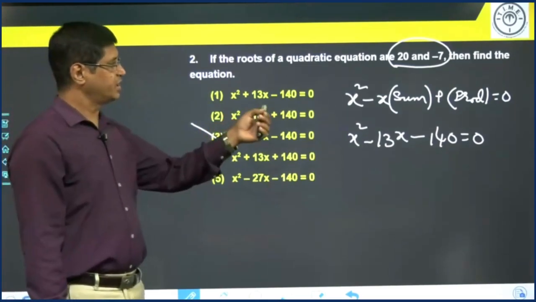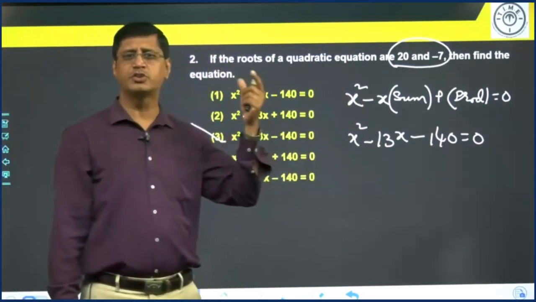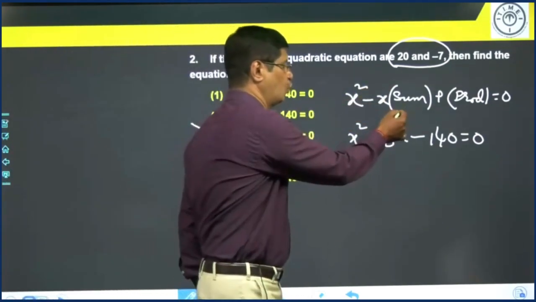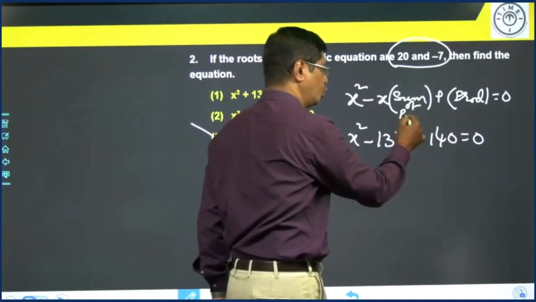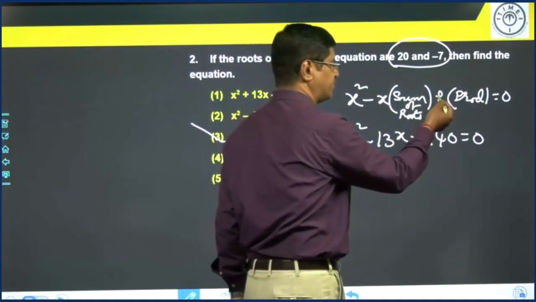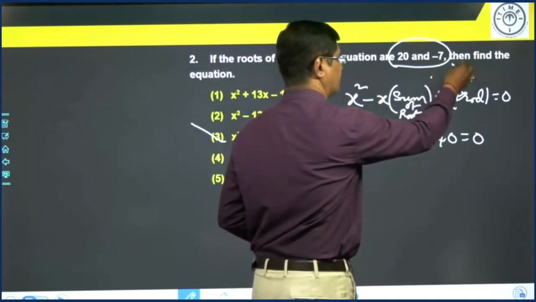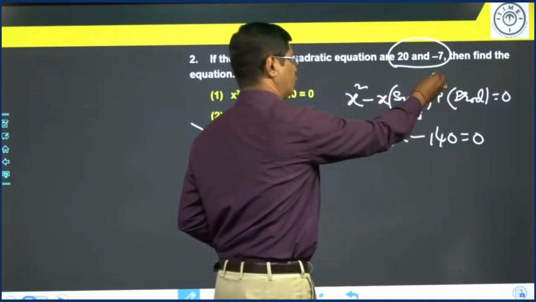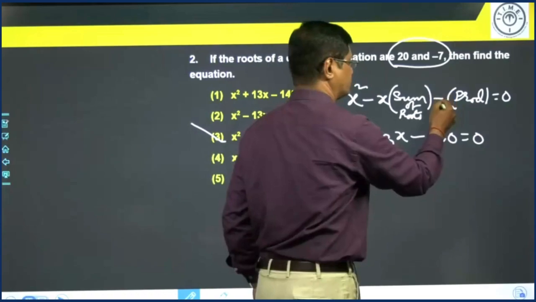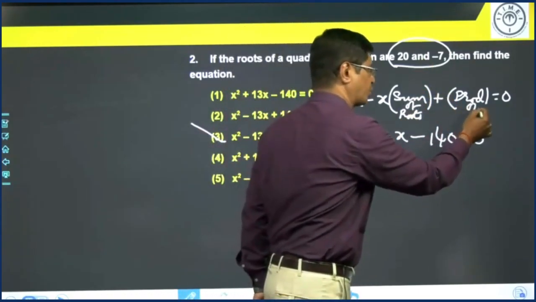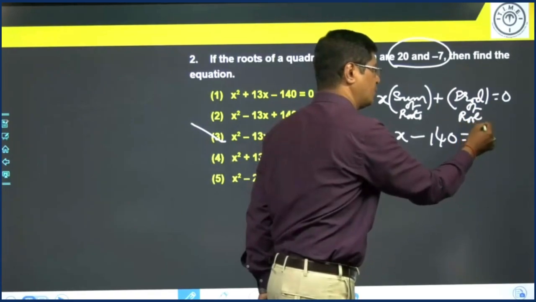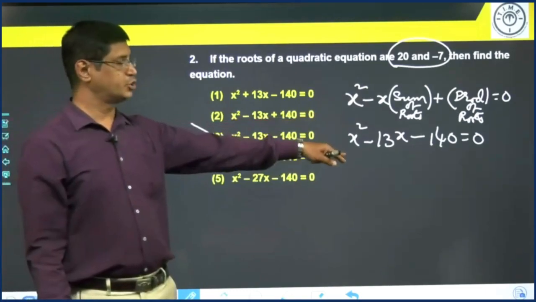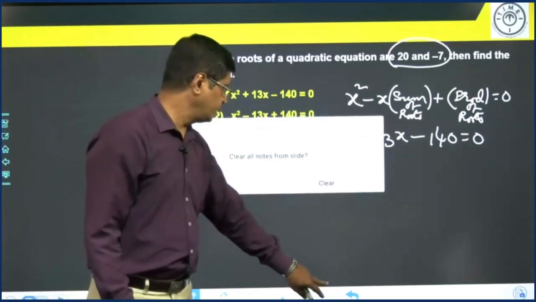What is the quadratic equation? Representation here of how to find the quadratic equation by using the roots: x square minus x of sum of the roots plus product of the roots. Let me write here, product of the roots is minus 140. Sum of the roots is 13. Just substitute, simplify, it will give the quadratic equation.